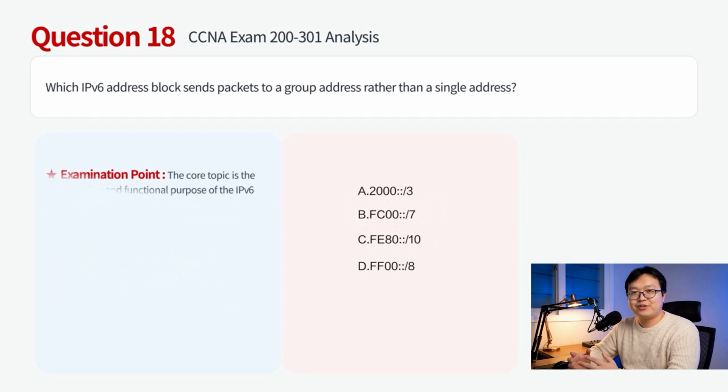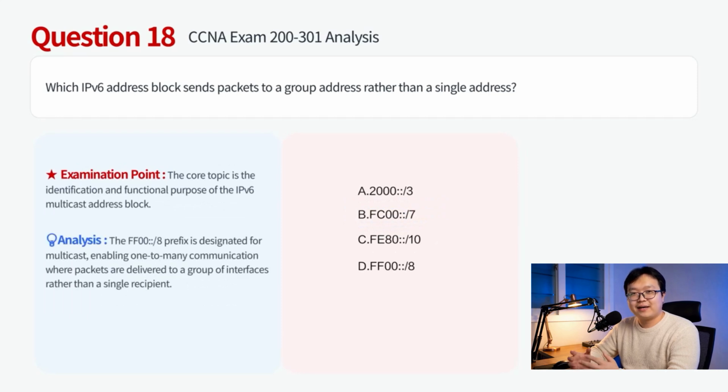The FF00::/8 IPv6 address block is reserved for multicast addresses. Multicast traffic is sent to a group address rather than a single unicast address, enabling one-to-many communication. Therefore, this question chooses D.